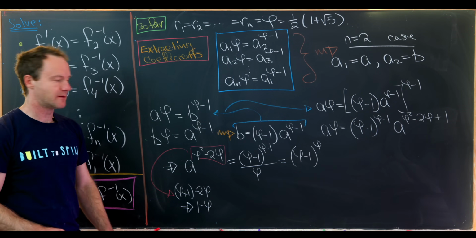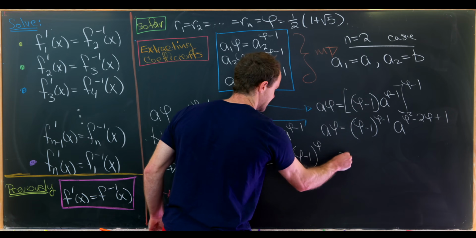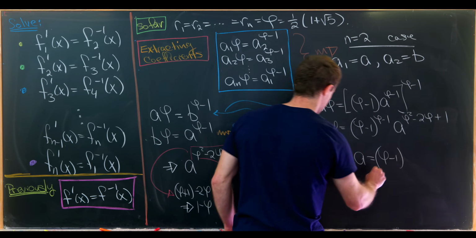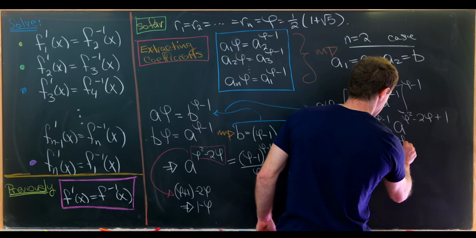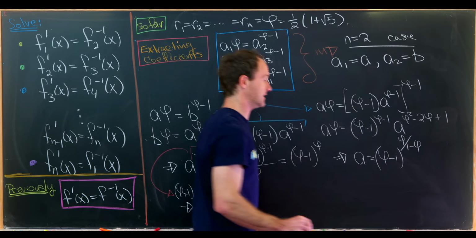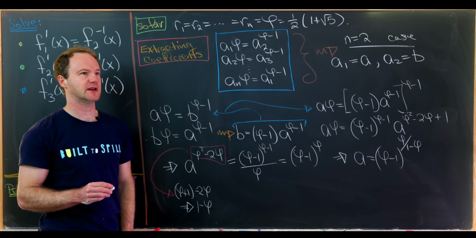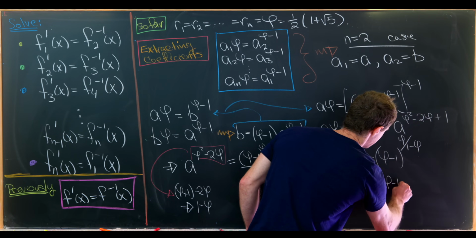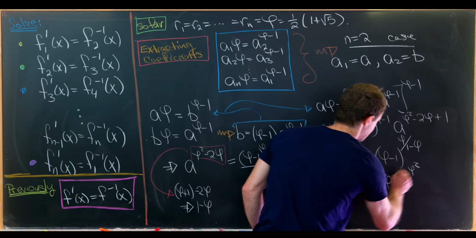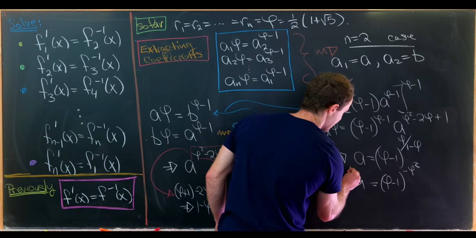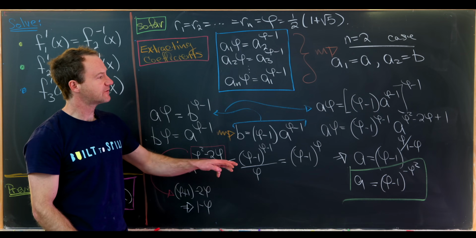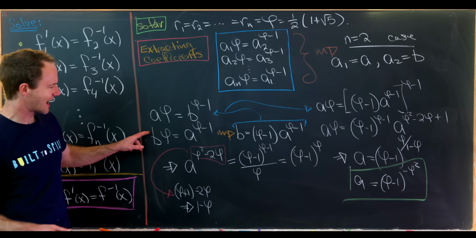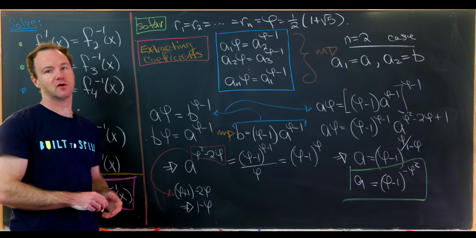So now we'll take the 1 minus phi-th root of both sides, and that'll leave us with something like a equals phi minus 1 to the power phi over 1 minus phi. But 1 over 1 minus phi can be written as minus phi. Then putting this all together, we have this is phi minus 1 to the minus phi squared. And that's our value for a. And then from there, we can easily calculate our value for b using perhaps this equation right here. But I'll leave that as a homework exercise.